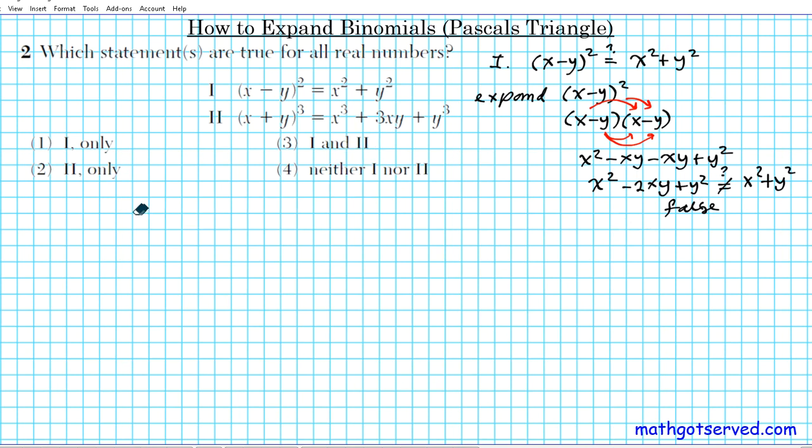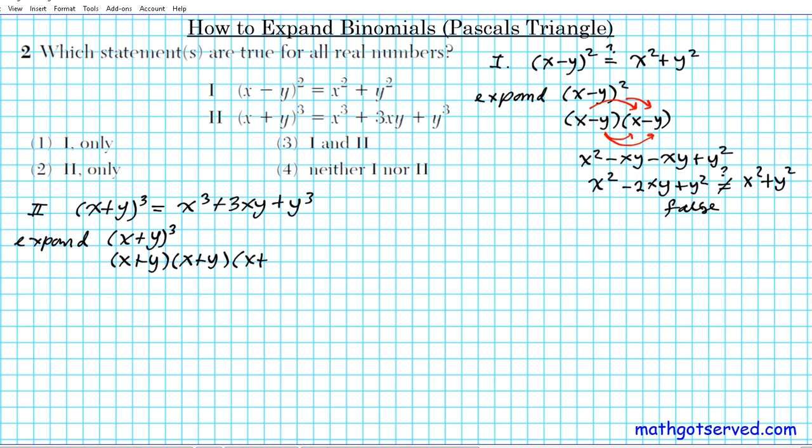Now let's take a look at option 2. Option 2 states, x plus y raised to the third power, is it equal to x to the third plus 3xy plus y cubed? Is it? Well, let's see. We're going to go ahead and expand the left side since the right side is already expanded fully. So x plus y to the third is x plus y times x plus y times x plus y. Raising to the third power means you are multiplying by itself 3 times.